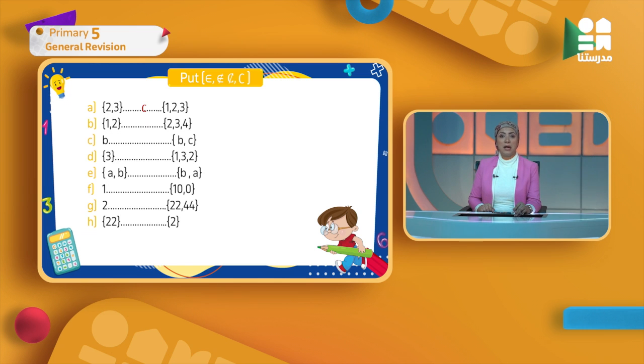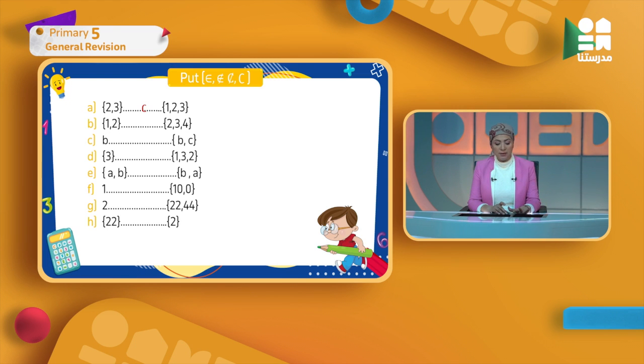subset. Now letter B, the set of elements 1 and 2 and the set of elements 2, 3, and 4. Again, two sets, then I'll choose either subset or not subset. 1 and 2, are both of them in the set of elements 2, 3, and 4? No. The 1 is not there. And we said before, even if only one element is not there, then it's not a part of the other set.